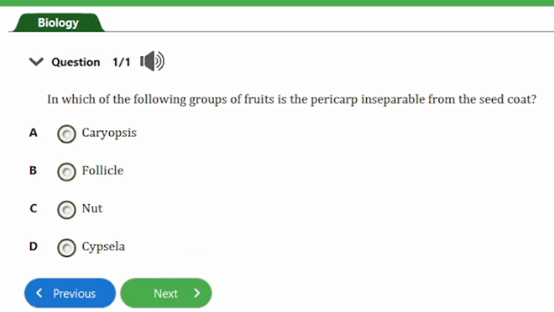So guys, the answer to this question is option A, and that's the caryopsis. The caryopsis is a dry one-seeded fruit in which the ovary wall or the pericarp is united with the seed coat. So guys, that's the answer to this question. That's the caryopsis. So guys, take note of this. Wherever you see a caryopsis, the pericarp is usually fused with the seed coat, and that's how you know the caryopsis. So guys, this will be the end of this lesson.